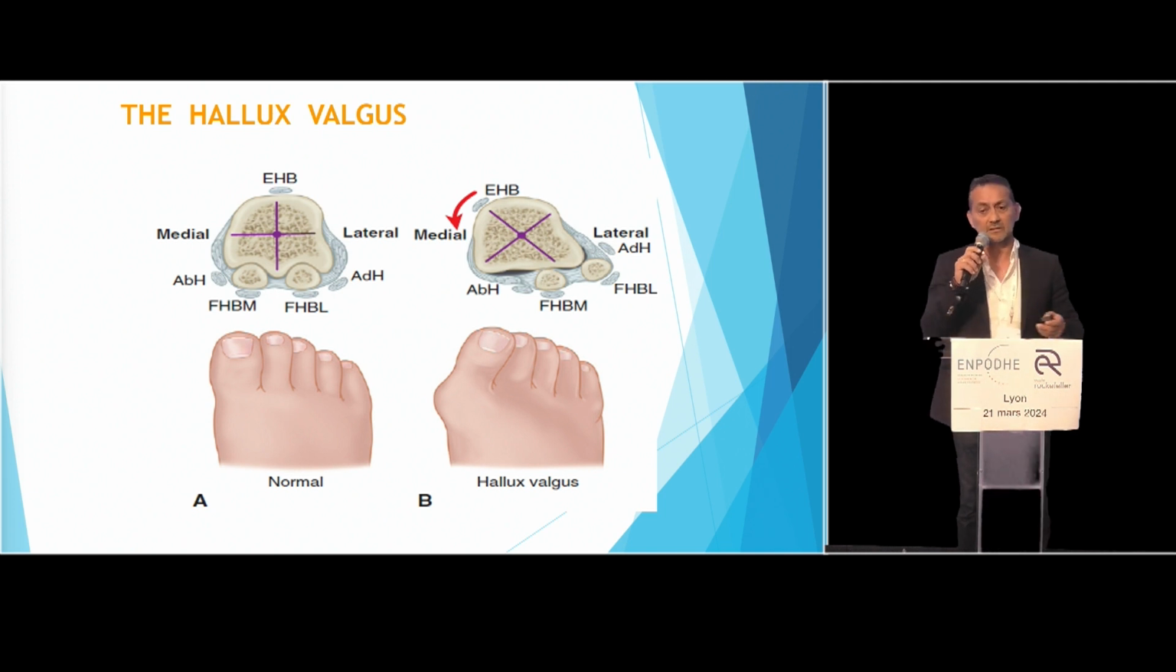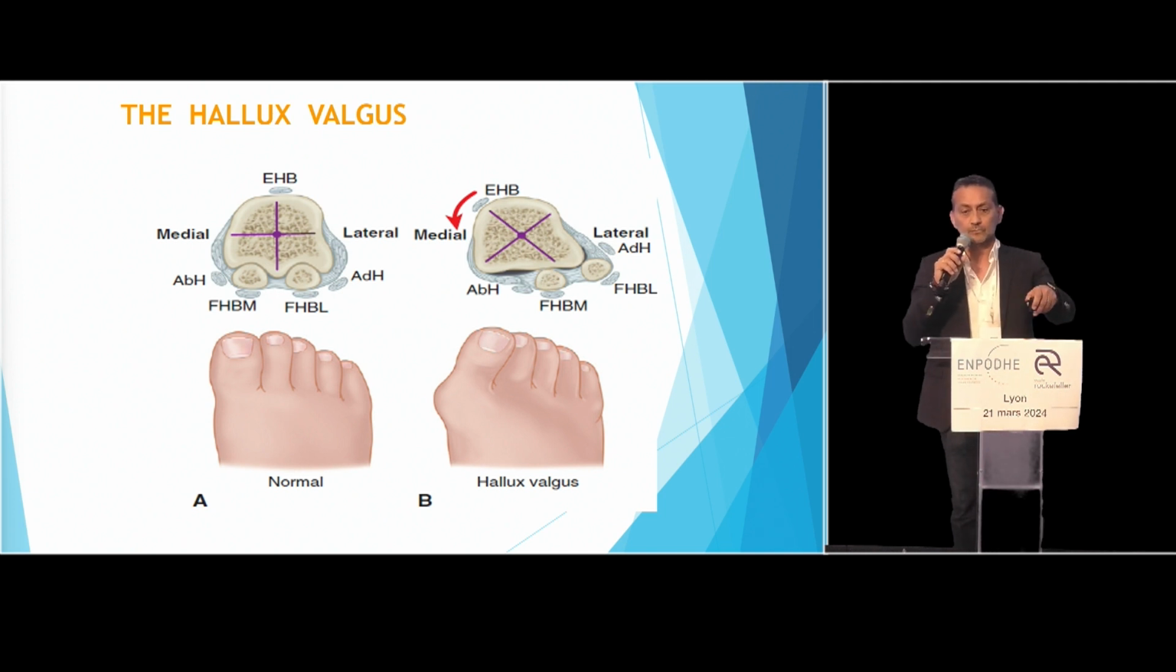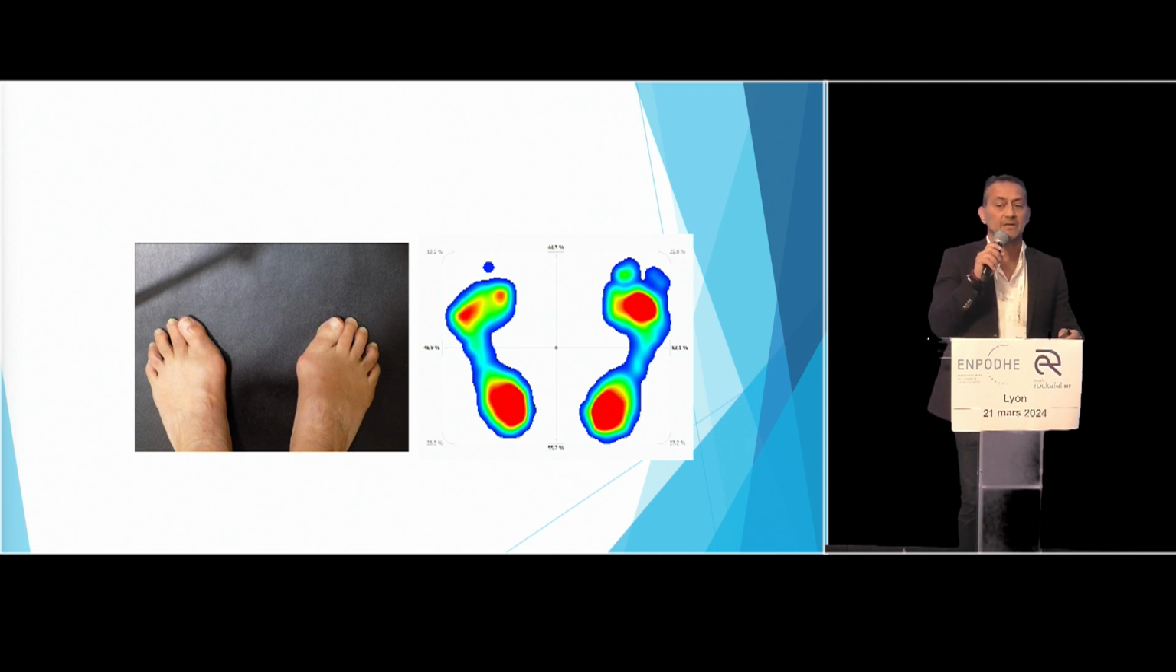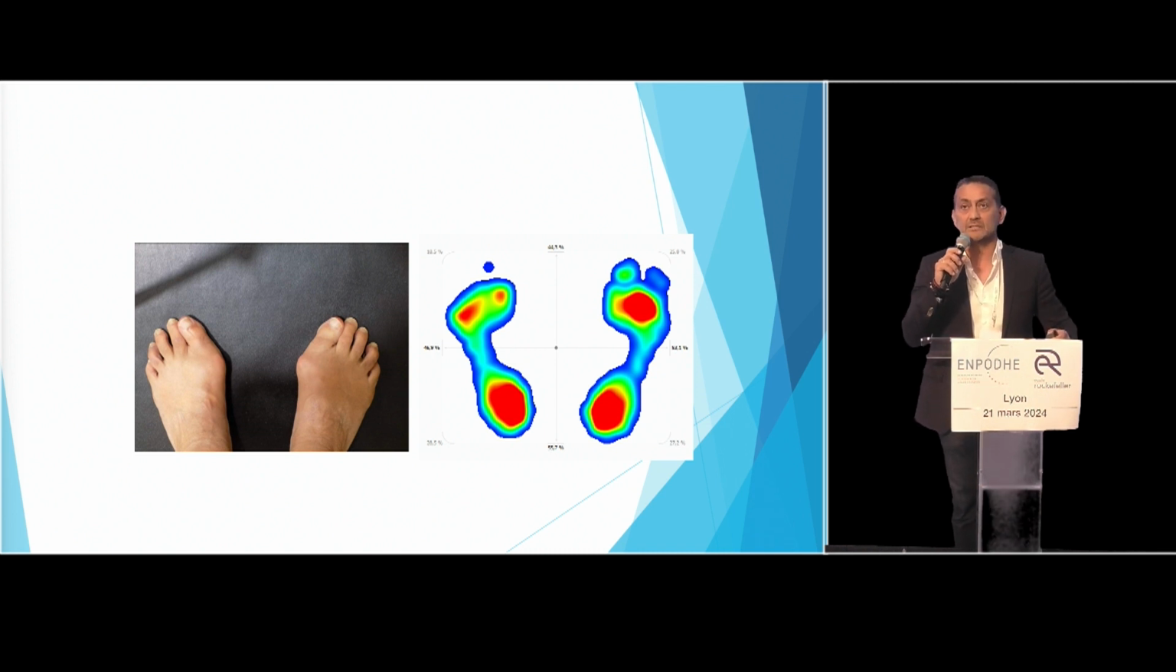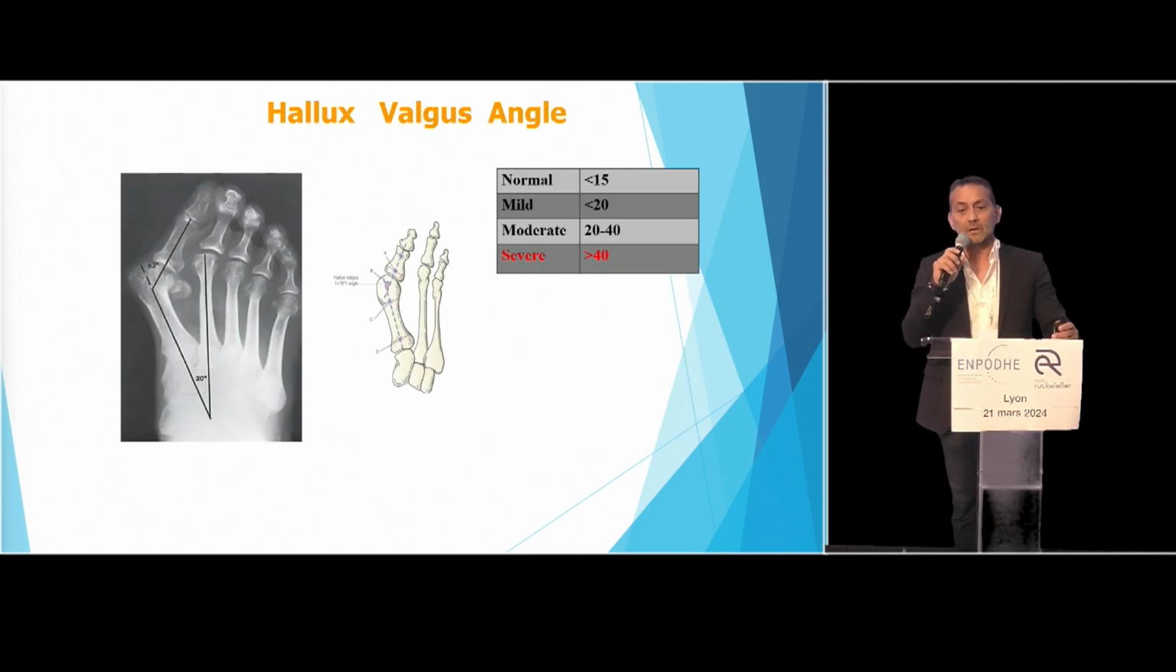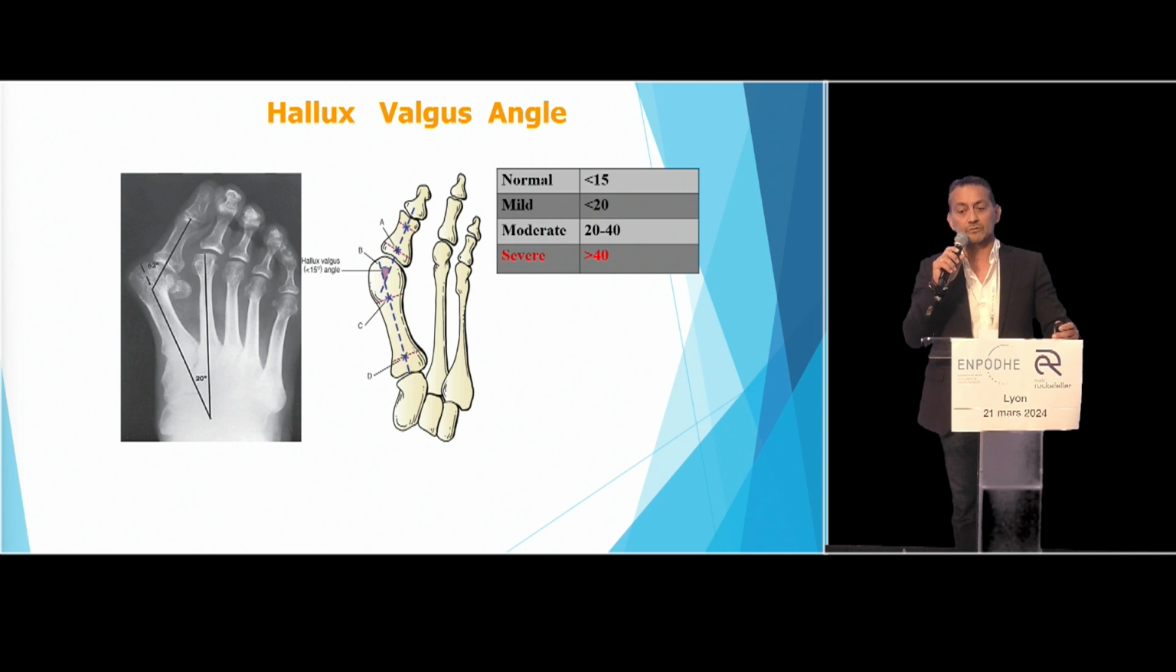Here you can see the deviation. And you can see how the high pressure can affect the feet, and can you imagine that with athletes? Hallux Valgus angle ranges from mild to severe.